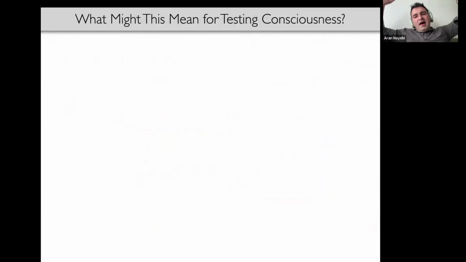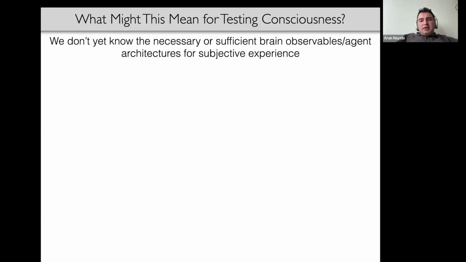Now, just to end on this, given that this is a topic of consciousness, and I do think that intelligence doesn't necessarily beget consciousness and vice versa, you might want to ask, what does this all mean for testing consciousness? I'm keeping this open-ended just to be fodder for discussion. But the thing maybe we can all agree on is that we don't yet know the necessary or sufficient brain observables, or more concretely agent architectures, that give rise to subjective experience, what it means to be me. And we don't even know if zebrafish have it, right? Nor do we know whether our zebrafish agent has it, right? So we're in this weird conundrum. But I do think we can make progress on this question.